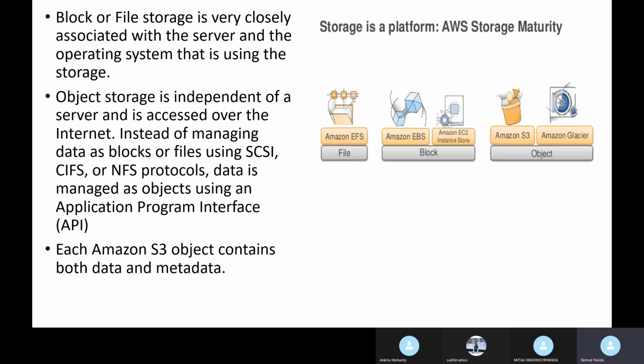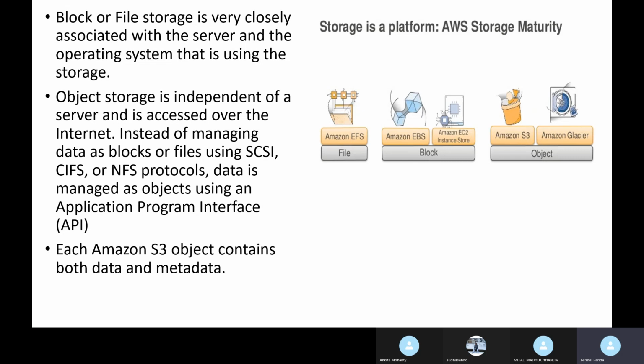And next is object storage. Block or file storage is very closely associated with a server. Your block storage or file storage is associated with a server with an operating system, the operating system that is using the storage. So your operating system uses your block storage. But in the case of object storage, it is independent of any server. Object storage is independent of a server and is accessed over the internet.